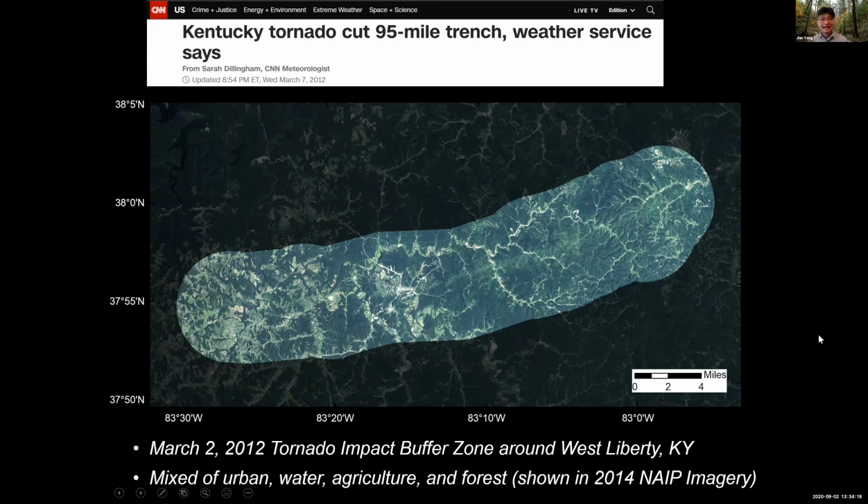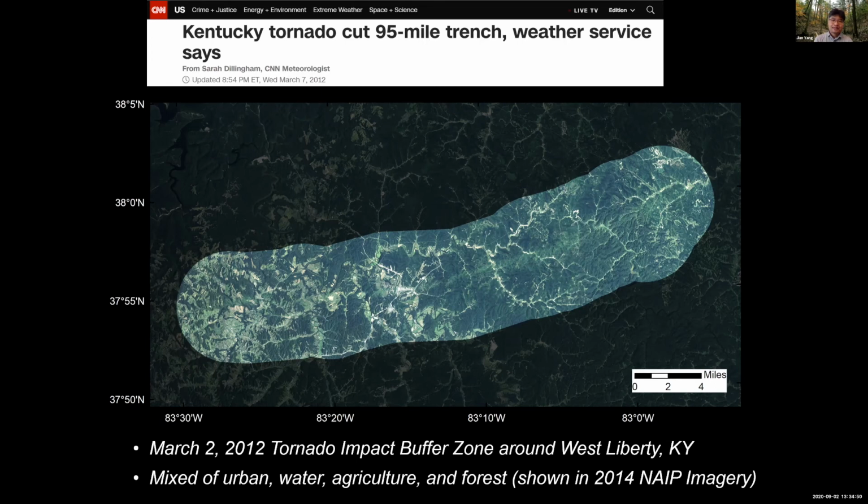And we can use the LIDAR data to look at the forest response to disturbances, or the disturbance impact to the forest ecosystem. So this is a tornado impact zone located in West Liberty, Kentucky. This tornado cut a 95-mile trench, based on the weather service from a news article. And this is a portion of that tornado path.